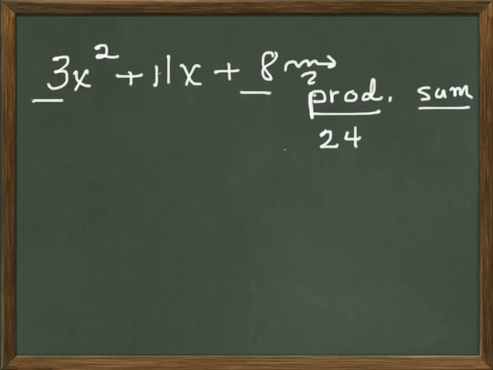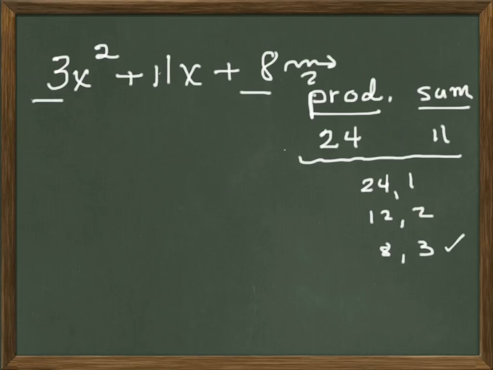And then we're going to take a look at our middle term, which is positive 11. So we're looking for two numbers whose product is 24 and whose sum is 11. Okay. So now we have 24 and 1, 12 and 2, or 8 and 3. Well, the only one that's going to work is going to be our 8 and 3 here. And if we do positive 8 times positive 3 gives us positive 24. And 8 plus 3 gives us 11. So there we have it.